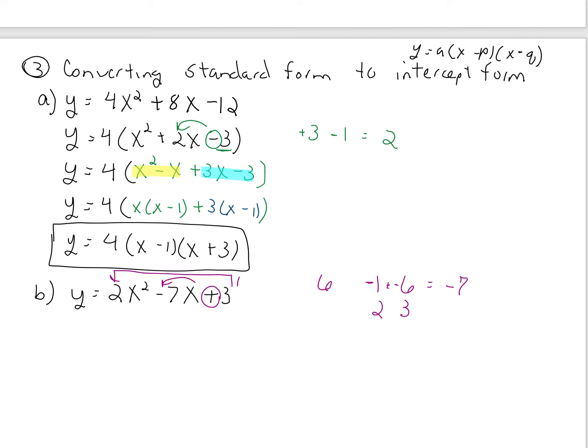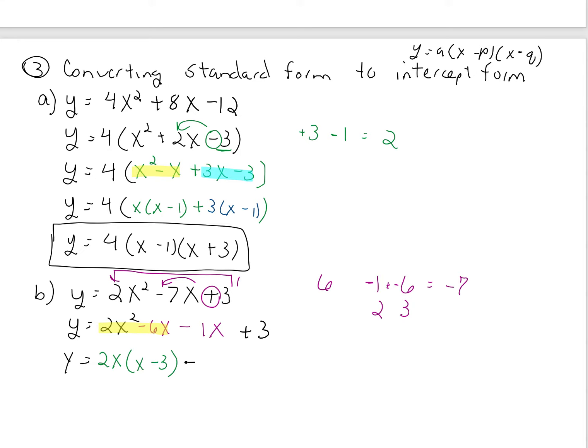So I'm going to go here and replace that middle term with my two factors of a negative 6x minus 1x. And then I'm going to look at my first two terms and factor out my GCF there, which is a 2x. Taking out a 2x, that leaves me with an x minus 3. Bringing down my negative sign.